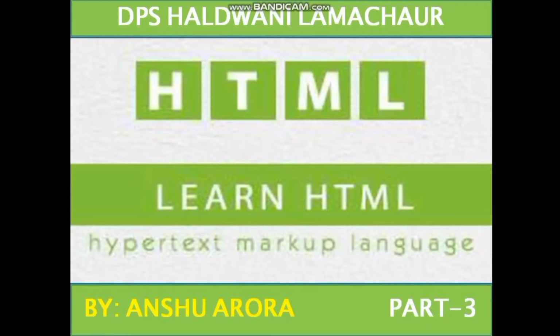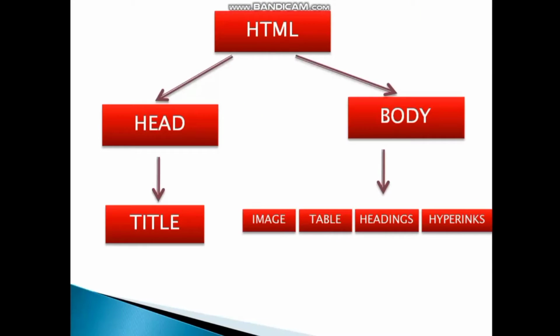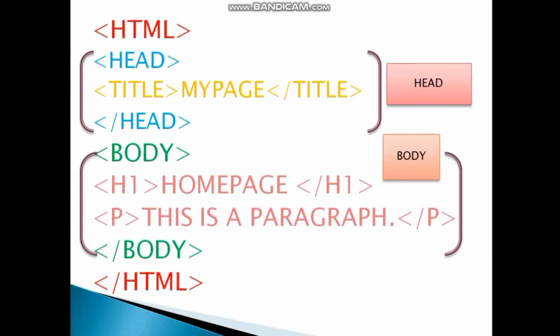So students, this one is our part 3 video of HTML, hypertext markup language. In our previous videos we discussed the basic definition of HTML, basic HTML tags and the basic structure of HTML documents by using the root structure. As we discussed, in our HTML document there are two parts, number one the head and number two the body. The head part contains the title of the page and the body part contains other things like images, tables, headings and hyperlinks.